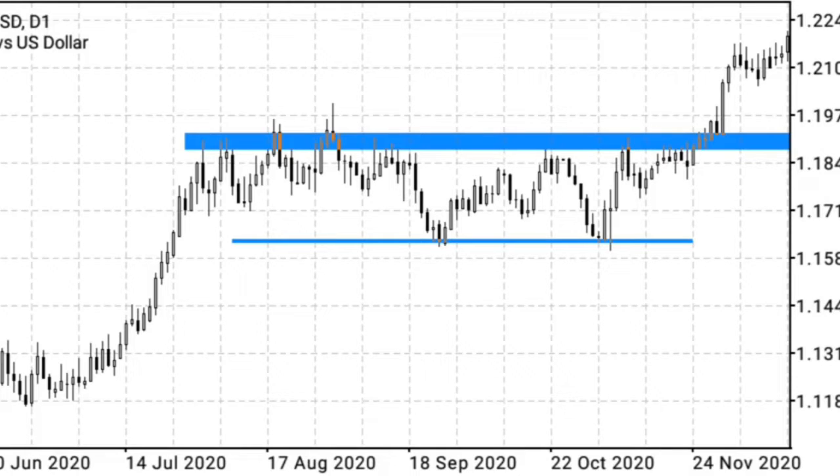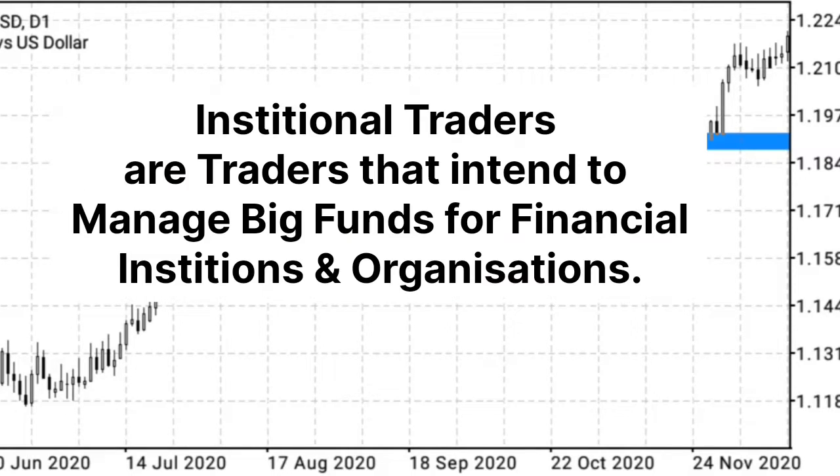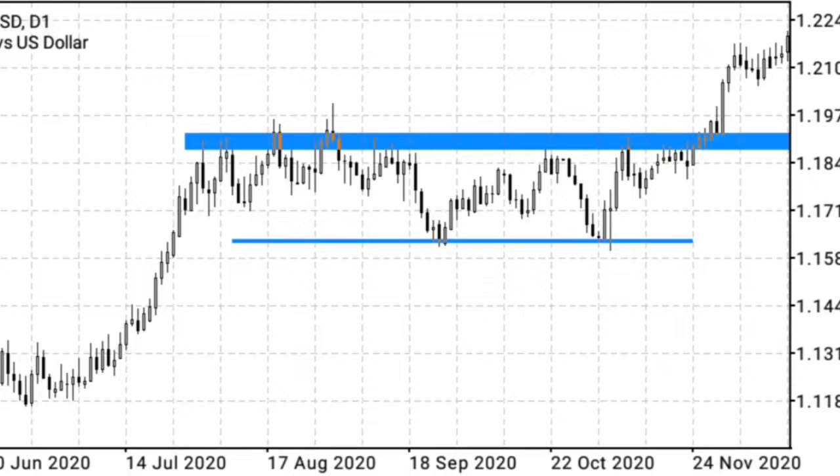So let's move on. Now, first, let's understand what institutional traders are. Institutional traders are those who manage money for big banks, financial institutions and organizations. They are known as smart money, while the retail traders are known as dumb money. Now, for you to be profitable, you have to follow the smart money concept, which I'm going to be showing in this video. So let's move on. In order to always win your trades, you have to be able to use the institutional trading strategy.